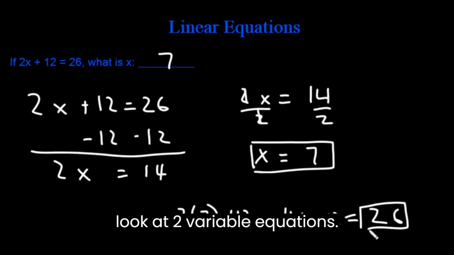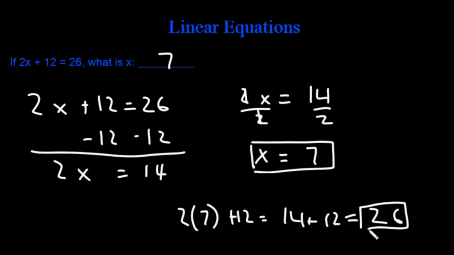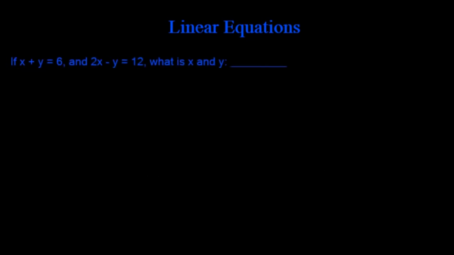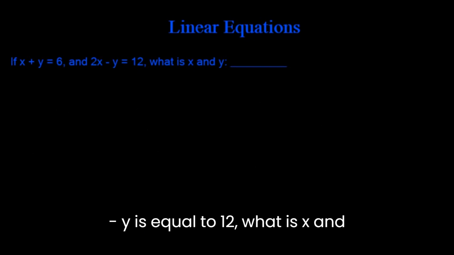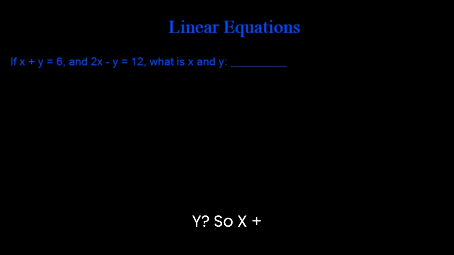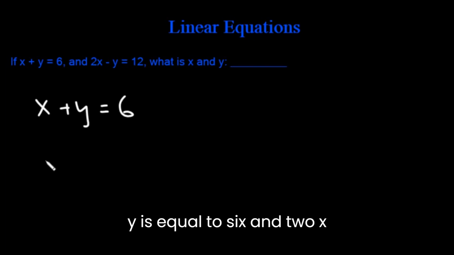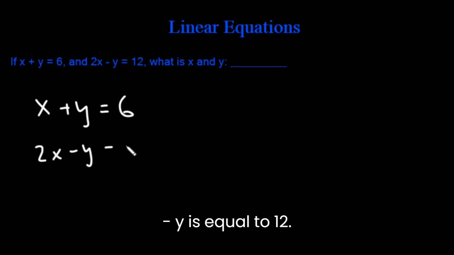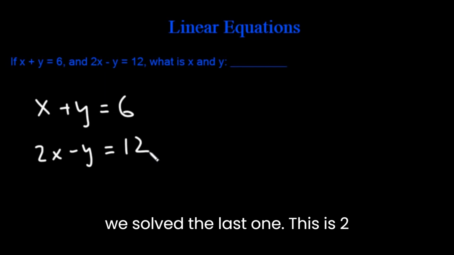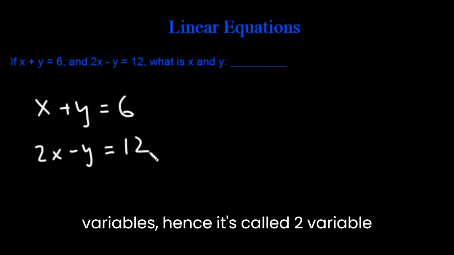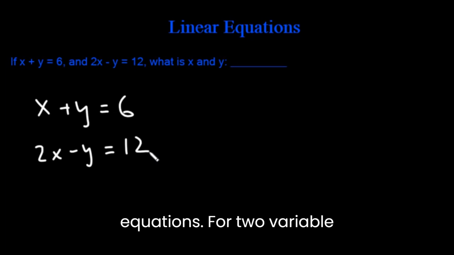Now let's look at two variable equations. These are slightly more complicated. So if x plus y is equal to 6 and 2x minus y is equal to 12, what is x and y? So x plus y is equal to 6 and 2x minus y is equal to 12. Now we can't solve this problem just like we solved the last one, since there's two variables. Hence, it's called two variable equations.